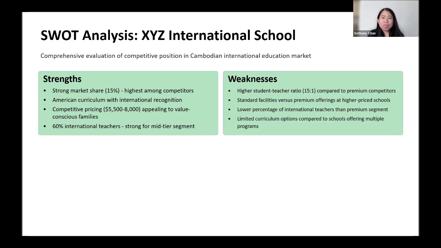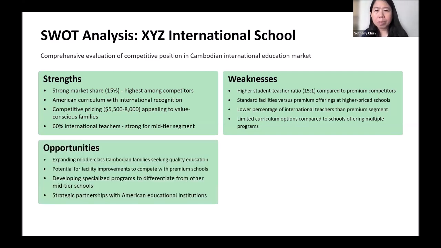If we look at weakness, it could be the student-to-teacher ratio is too high, 15 to 1. Standard facilities versus the premium offer might be a higher-priced school. So we can look at that as a weakness also. There is a lower percentage of international teachers, because we see only 60% international teachers, so it might be a weakness also. Limited curriculum options compared to schools that offer multiple tiers. So it could be more weaknesses, but I raised four here.